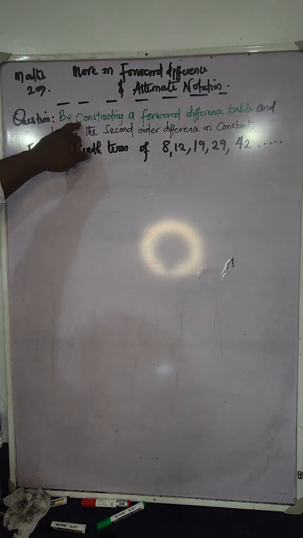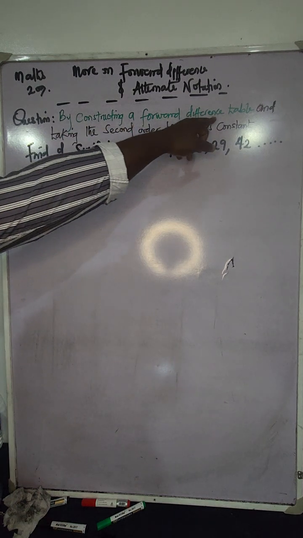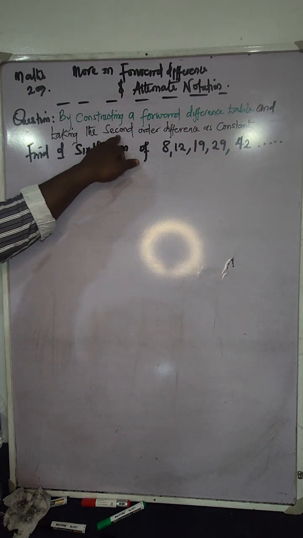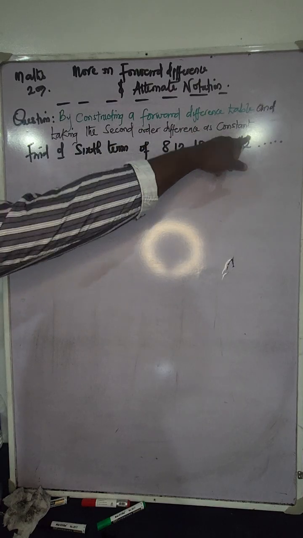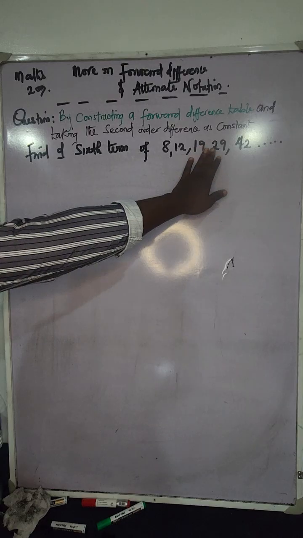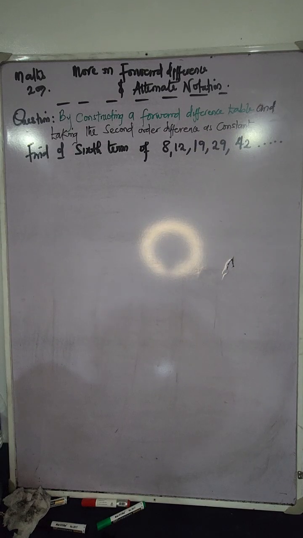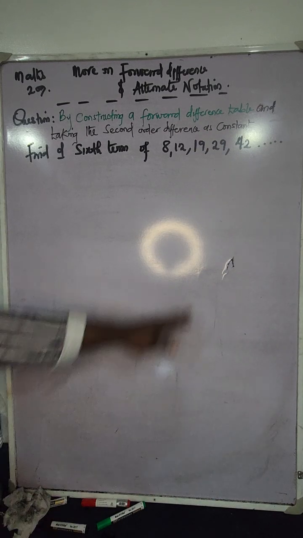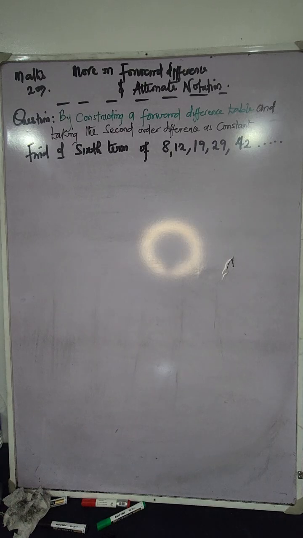It said by constructing a forward difference table and taking the second order difference as constant, find the sixth term of 8, 12, 19, 29, and 42. So how do we do that?